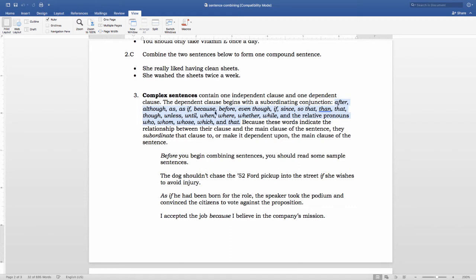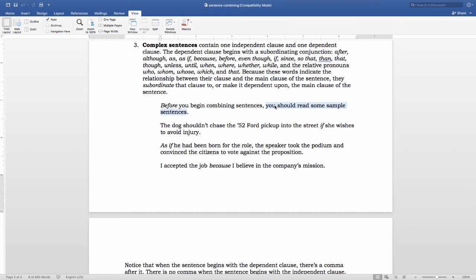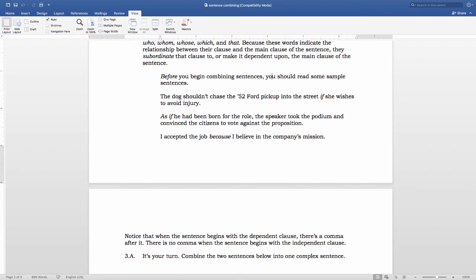And these words make one part of the sentence dependent on the other. So if you look at it, you should read some sample sentences. That can stand alone as a sentence by itself. Begin combining sentences can stand as a sentence by itself. But when you bring in the word before, which is one of these subordinating conjunctions, right, there it is on the list, you make this part of the sentence less important than this part. So it's got subordination, or making one part less important than the other.